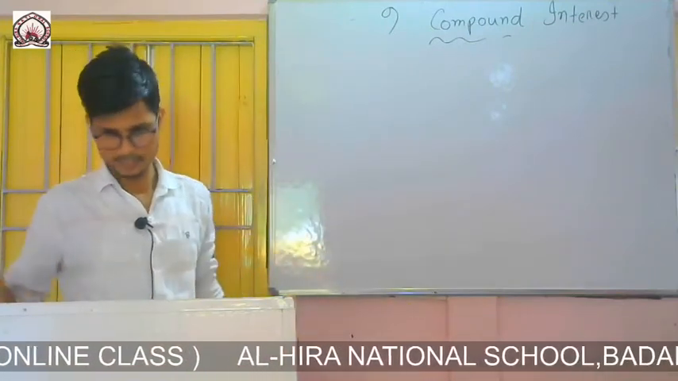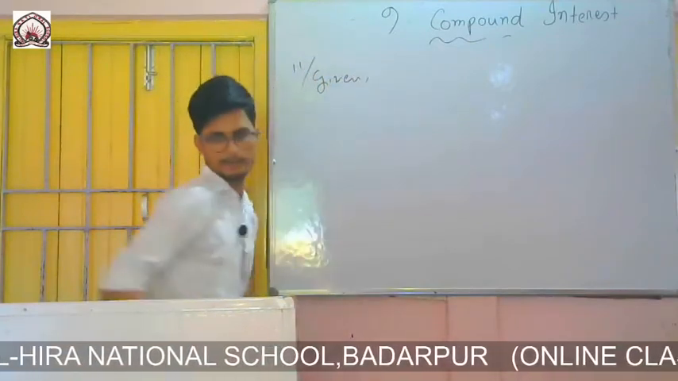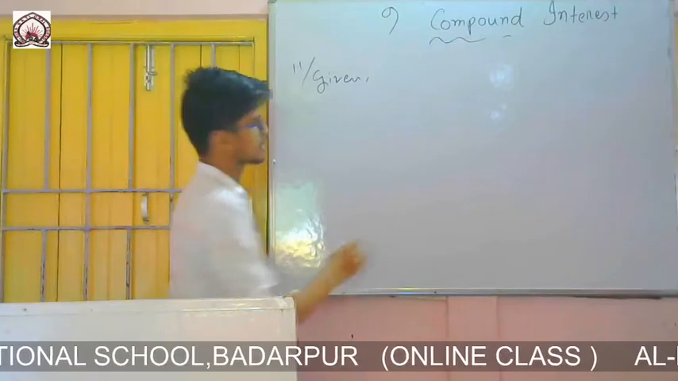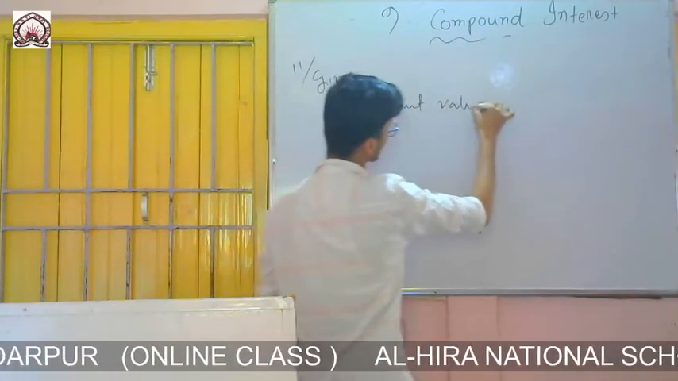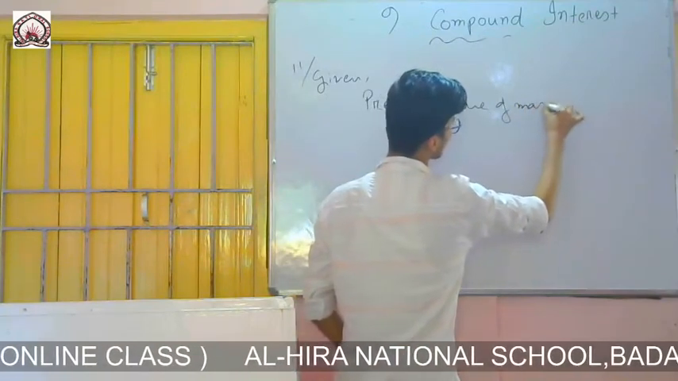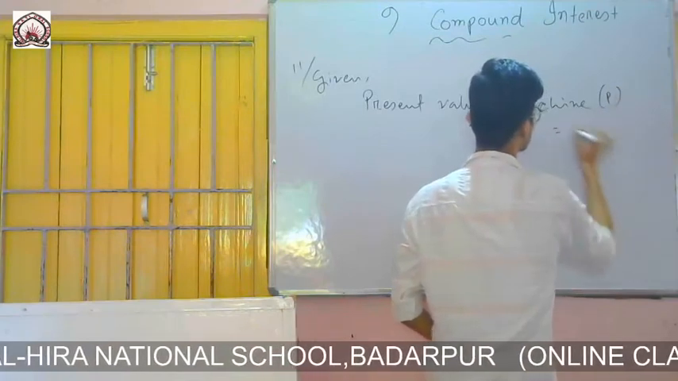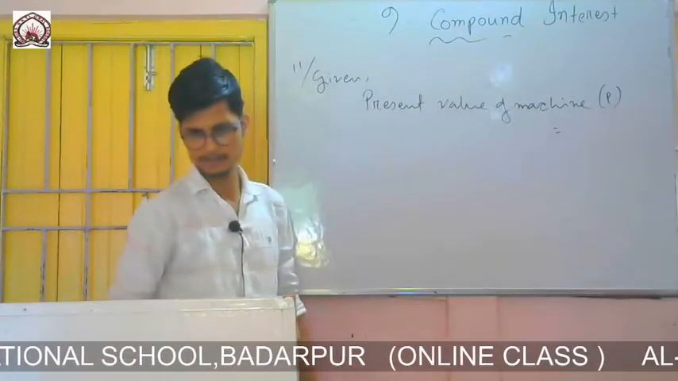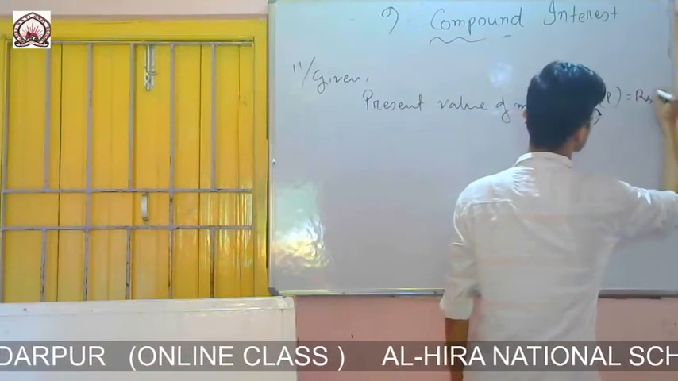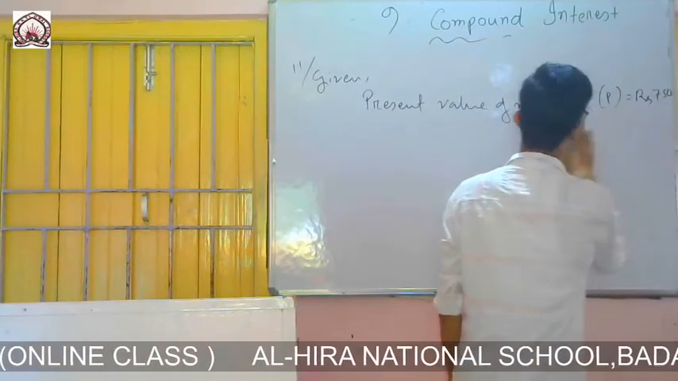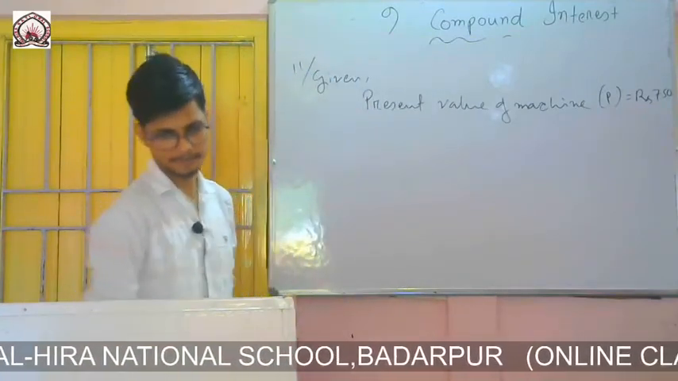So first of all we will write the given. Present value of machine P equals, it is given rupees 750. Okay, you can write it here, there is space there, 750. So present value of machine, it is given rupees 750.